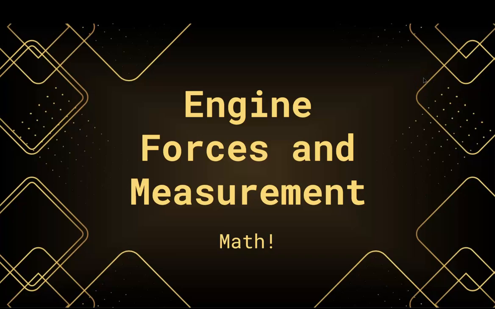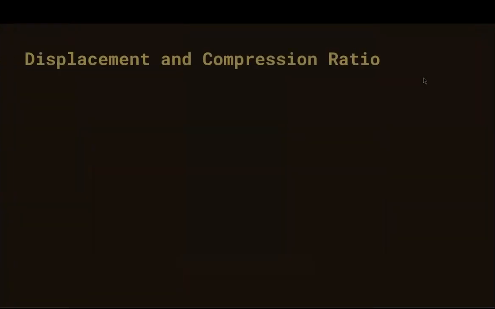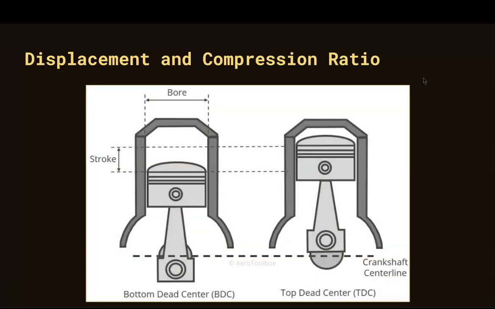So the next item we're going to talk about are engine forces and measurement. How we measure the engine and how those relate to the forces it can output and can be subjected to. So the two measurements we're going to start with are actually measurements derived from things that we can actually measure with tools. Those are going to be the displacement and the compression ratio, but we're going to start more fundamentally with things that we can measure with tools.